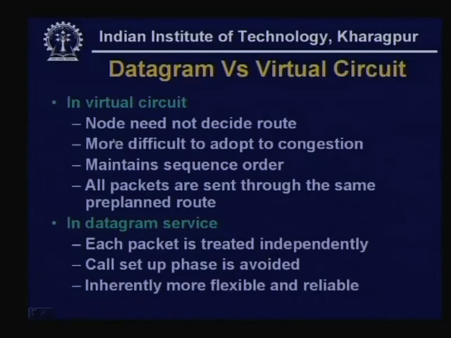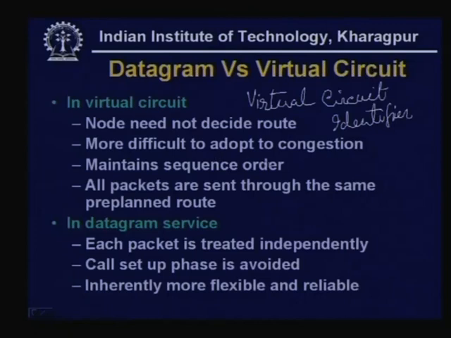In virtual circuit, the node need not decide the route. The virtual circuit identifier that is generated while performing the routing, using the call request and call acknowledgement signals, is used to perform the route. So, the nodes can be very simple in this case.